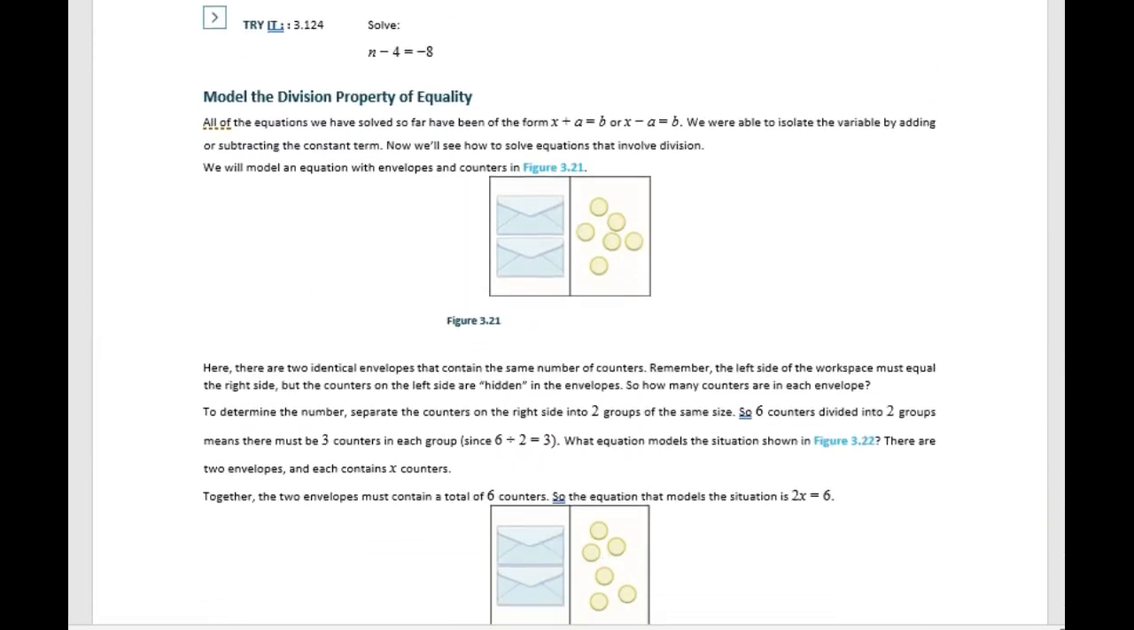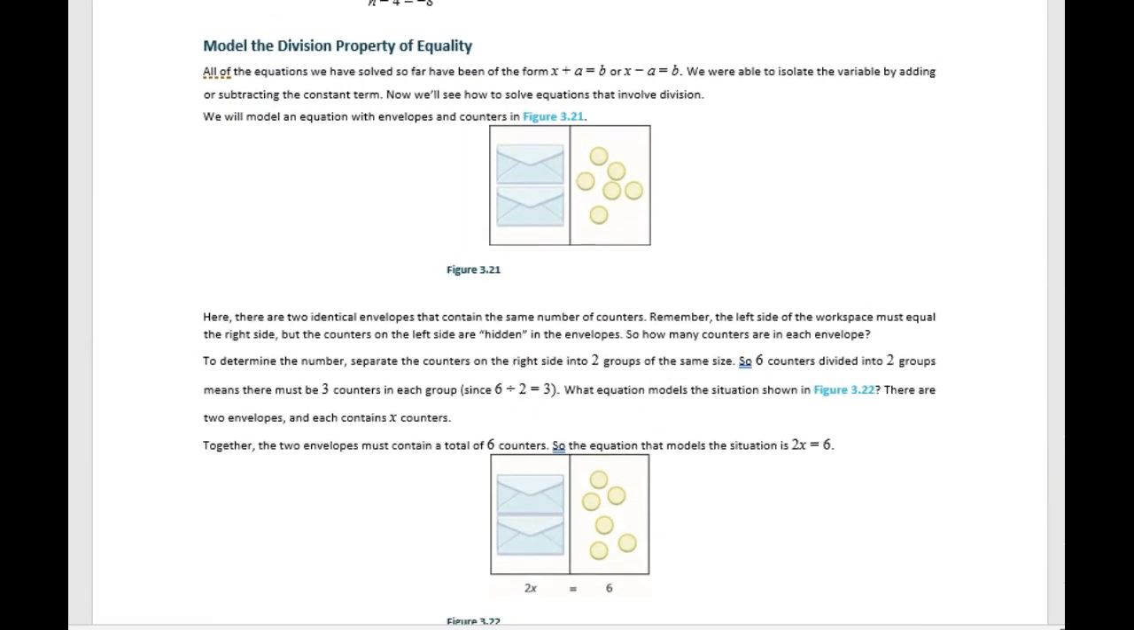Keep going. So here's our next learning target, right? We talked about modeling the division property of equality. So far we've looked at equations where it's our variable plus something or our variable minus something. And I know that to undo that, I just either subtract for this example or I add for this example. I want to undo. So that's the same sort of thing that I'm going to be doing here as well.